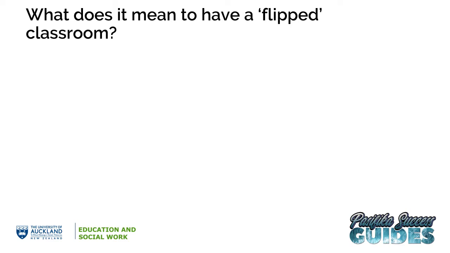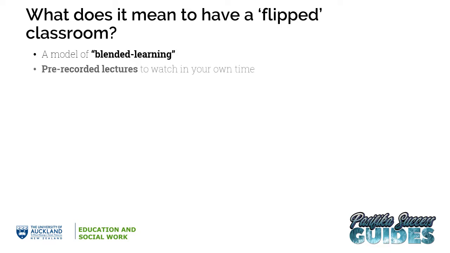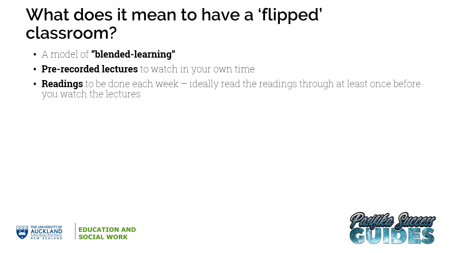What does it mean to have a flipped classroom? Well, it's actually a model of blended learning. That means that you have pre-recorded lectures that you watch in your own time. You also have readings that you need to do each week, and ideally you do those readings at least once before you watch the lectures, although the order is really up to you.